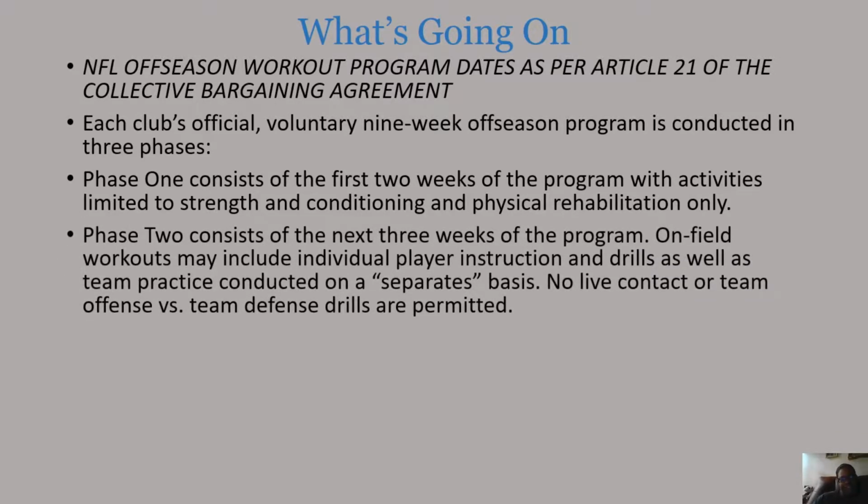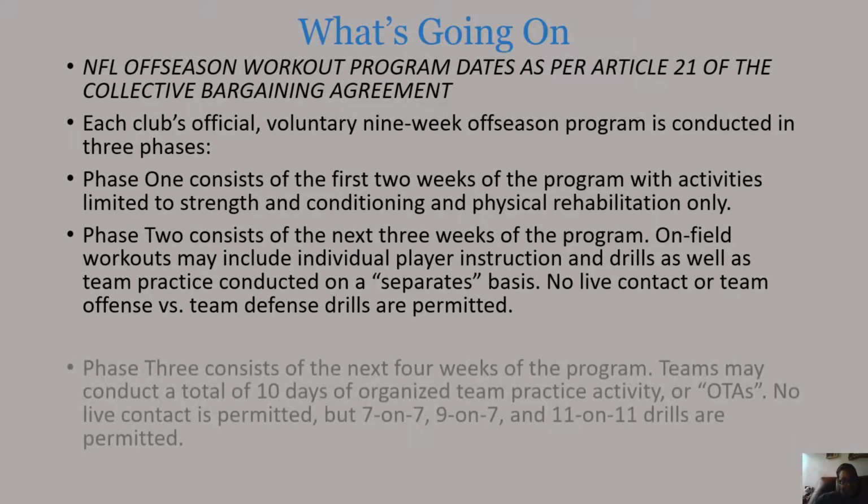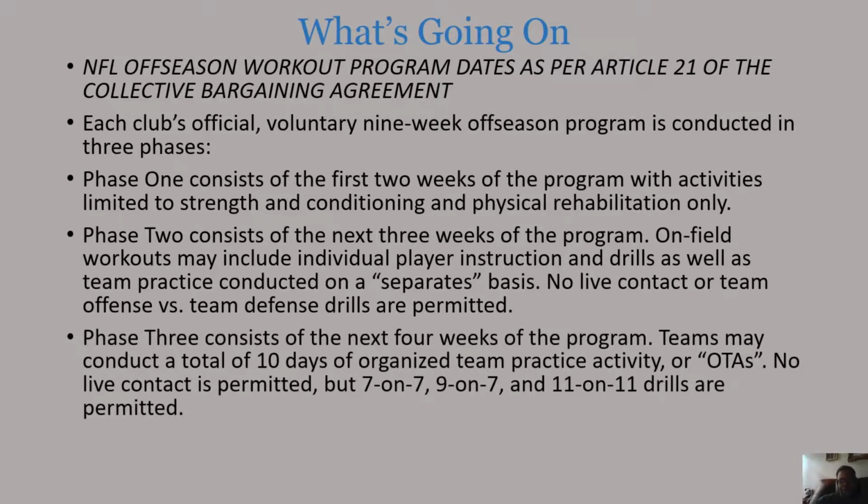Phase 2 consists of the next 3 weeks of the program. On-field workouts may include individual player instruction and drills, as well as team practice conducted on a separate basis. No live contact or team offense versus team defense drills are permitted. Phase 3 consists of the next 4 weeks of the program. Teams may conduct a total of 10 days of organized team practice activity, or OTAs. No live contact permitted, but 7-on-7, 9-on-7, and 11-on-11 drills are permitted.